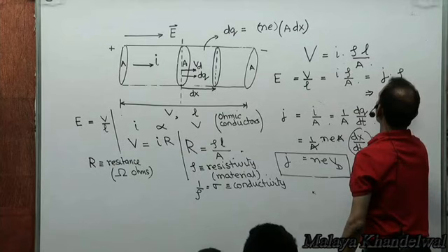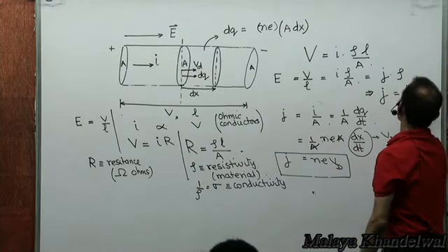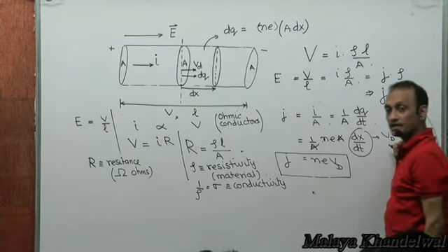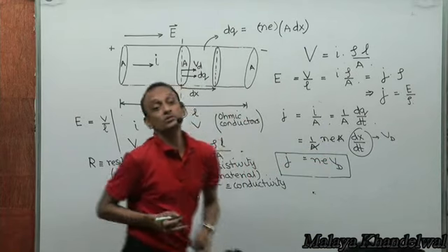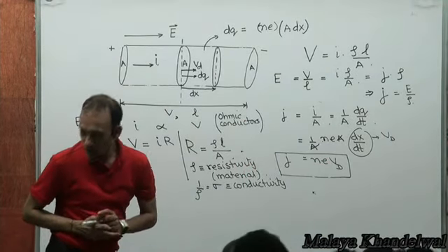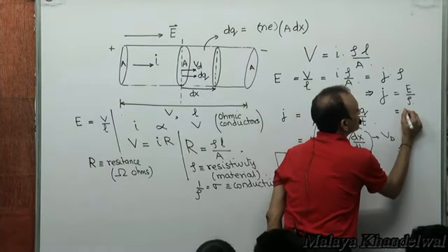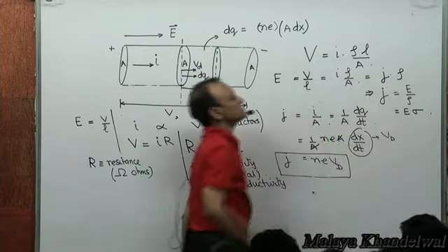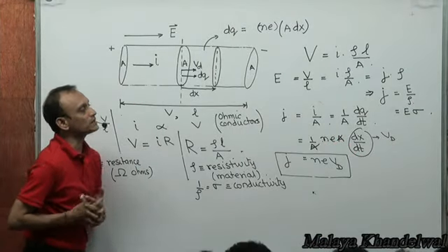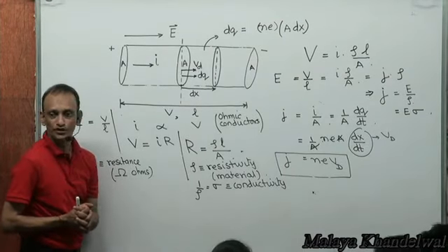Then I end up getting the current density in terms of the electric field as E by rho. Current density as E by rho. E is the electric field applied, rho is the resistivity of the conducting material. And this can be like E into sigma, because 1 by rho is sigma, the conductivity. So that's another relationship you want to remember.